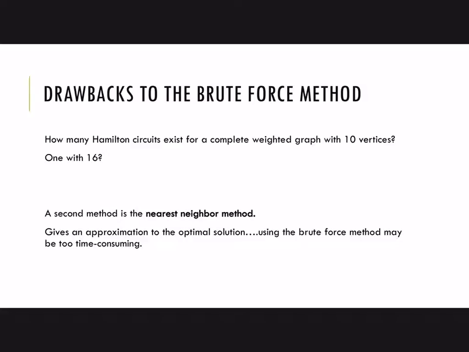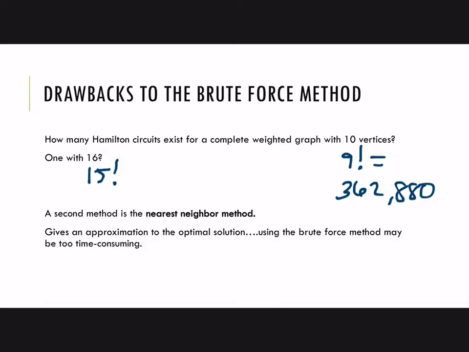So, drawbacks to this method. Think about how many possible Hamilton circuits we'd have to list for a complete weighted graph with 10 vertices. Well, that would be 9 factorial, and that's 362,880. That's terrible. That's way too difficult to do by hand. One with 16 vertices would have 15 factorial Hamilton circuits. That's even more.